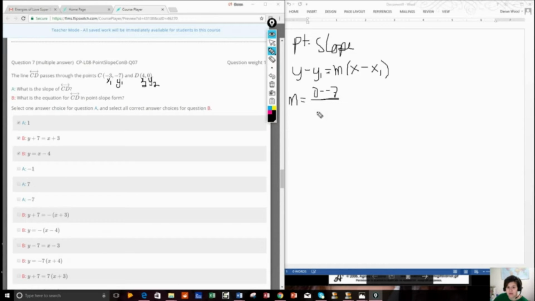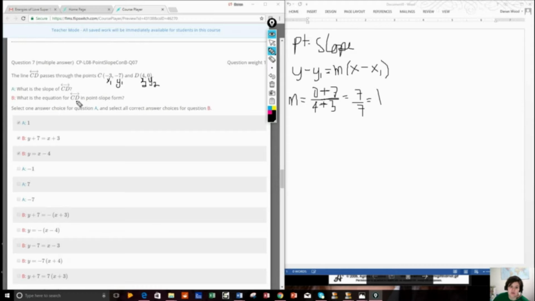And then we have our run, which is our horizontal distance. And so we're going to take the difference along our horizontal line. So we're going to have x2 minus x1. So 4 minus negative 3. Okay, if you notice we have these double negatives on both of them, that changes it to addition. So 0 plus 7 is equal to 7. 4 plus 3 is 7. 7 over 7 is 1. So our slope is 1.